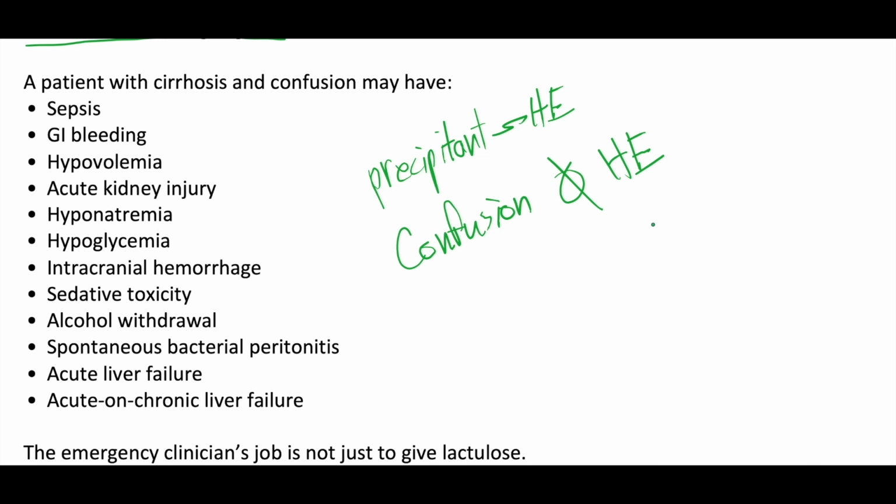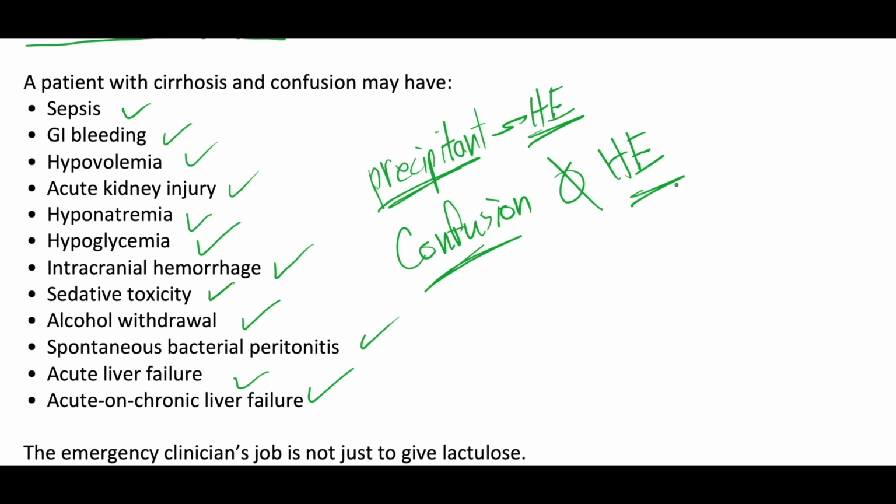So anytime you see someone with cirrhosis or liver disease who is confused, you want to think about normal causes of confusion. Are they septic? Do they have GI bleeding, hypovolemia, AKI, electrolyte derangements, hypoglycemia? Do they have a structural lesion in their brain, stroke, hemorrhage? People with cirrhosis are slower to clear some drugs. So is there some buildup of polysubstances that are causing confusion? Is there alcohol withdrawal, SBP, acute liver failure, acute on chronic liver failure, right? So is there a precipitant causing hepatic encephalopathy, or is there confusion that is not hepatic encephalopathy?